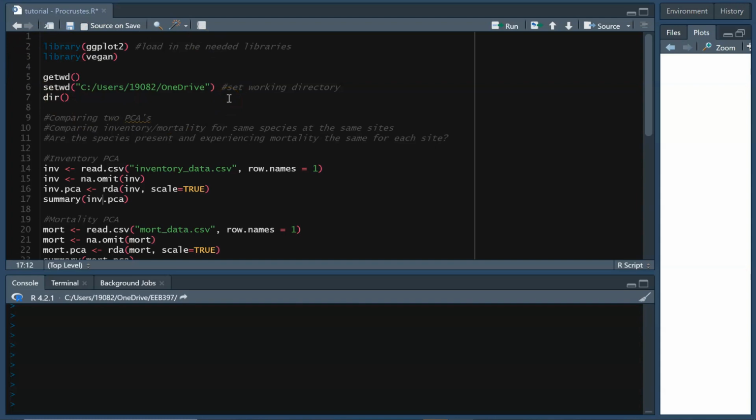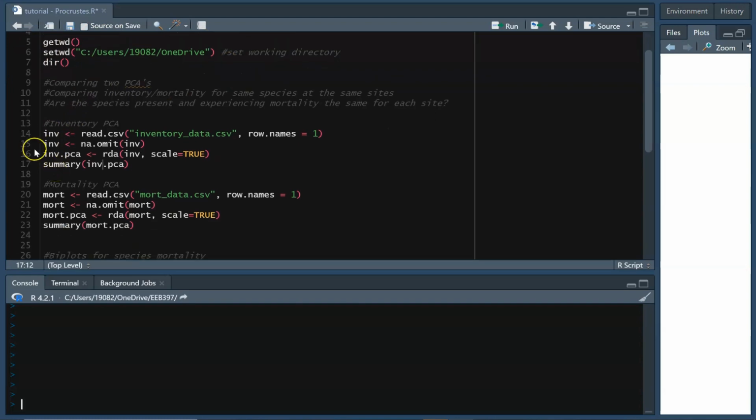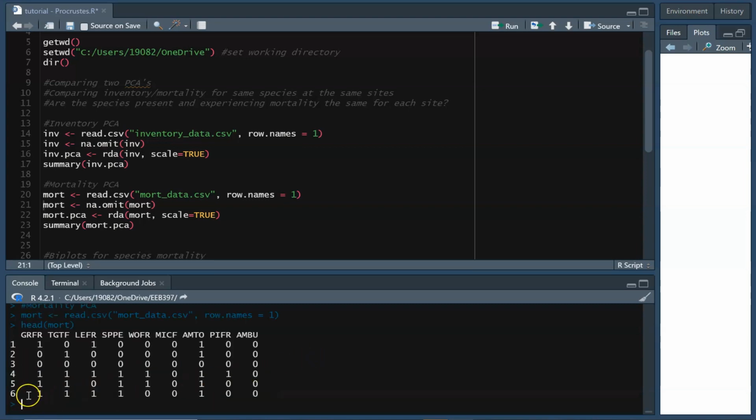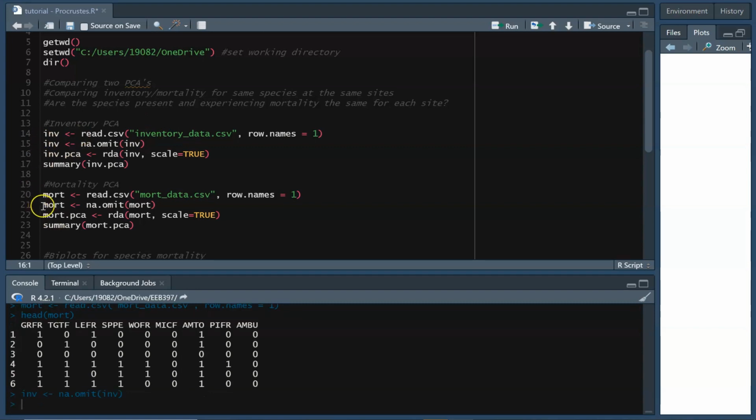As always, set the working directory and read in your libraries. In this case, we need ggplot and vegan as our libraries. I'm going to quickly read in my inventory and mortality data frames. Remember, since my data is a matrix, I need to write row.names equals 1 as my first column contains the names of my sites. I'm going to NA omit both data frames just as a precaution to avoid any potential errors, and then run the PCA for each.